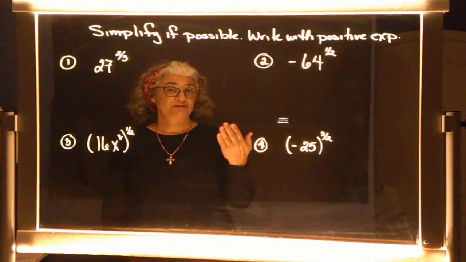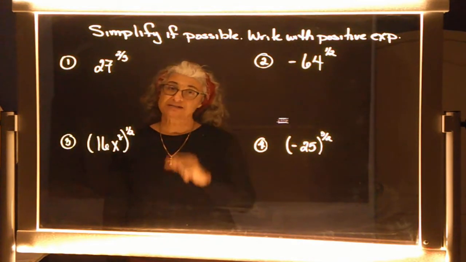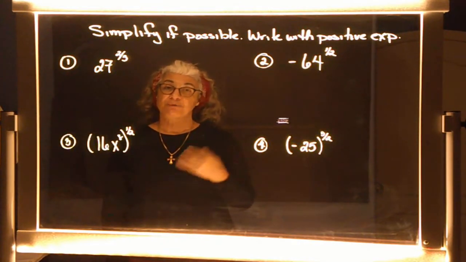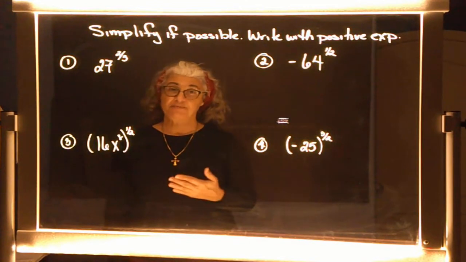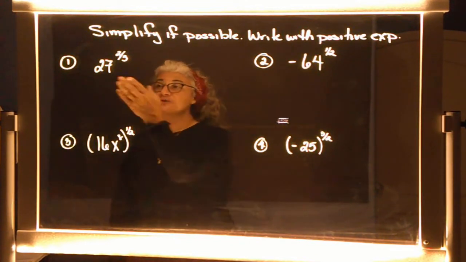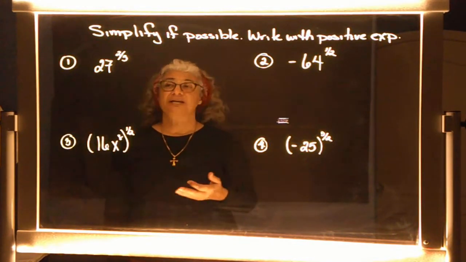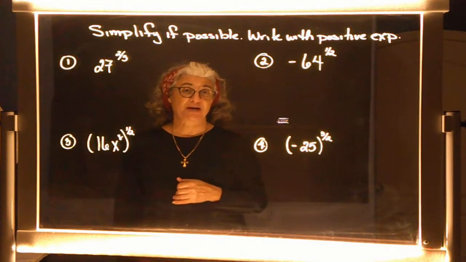Okay, look at these directions. They say simplify if possible and write with positive exponents. So, if we have exponents left in the answer, they must be positive. Got it? Okay, but the first part says to simplify. So let's take a look at number 1. Number 1 is telling us to simplify, if we can, 27 to the 2/3 power.